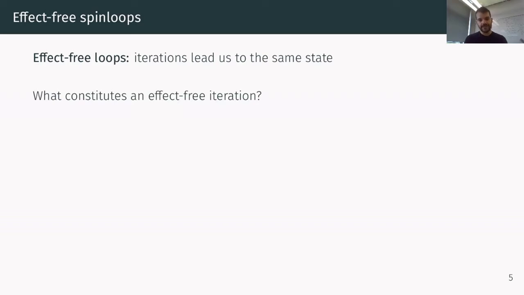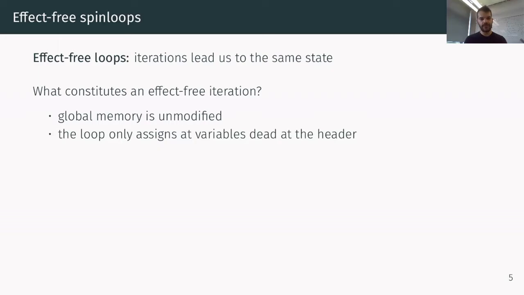Well, since DPOR does not store the states that it has already visited, in order to be able to know that we've reached the exact same state, we need to know first that the global memory remains unmodified, and second, that the loop only assigns at variables that are dead at the header. If the loop assigns at variables that are alive at the header, then every time we reach the header, we will reach a different state, and this is why we need this condition.